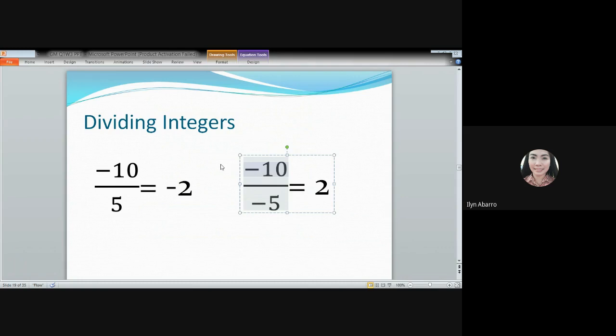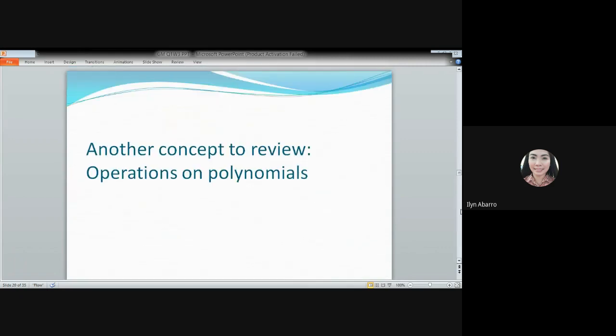The same way as the rule of sign in multiplication of integers. Multiplication and division of integers have the same sign rule. Kung ano yung rules in the multiplication, yun din yung rule in division. Okay, let's move on with another concept to review: operations on polynomials. We'll also review the four fundamental operations on solving polynomials.